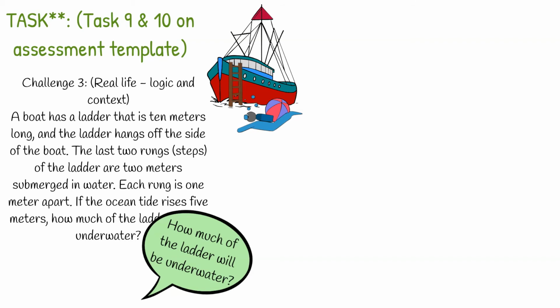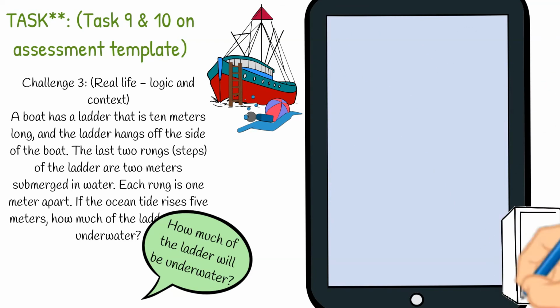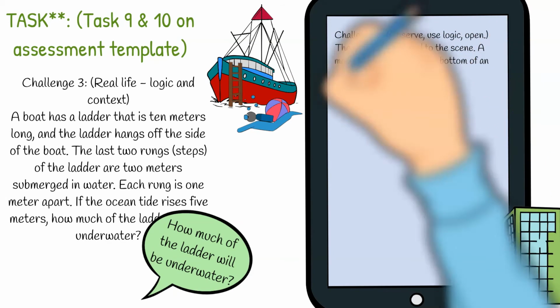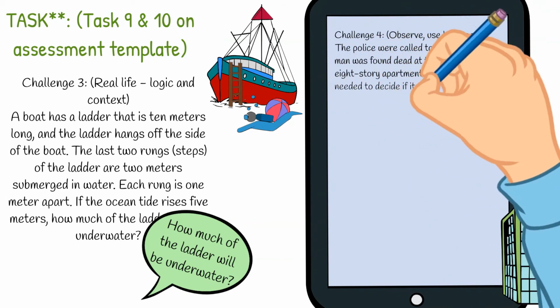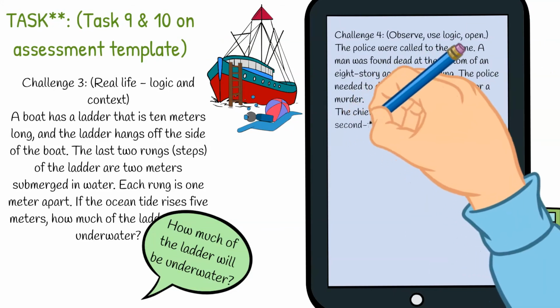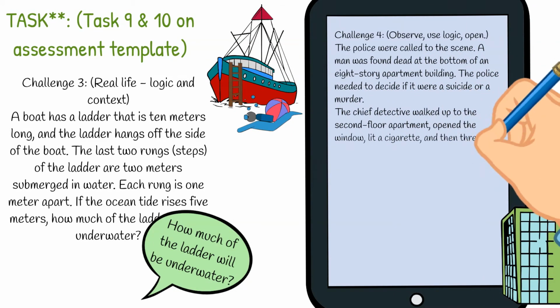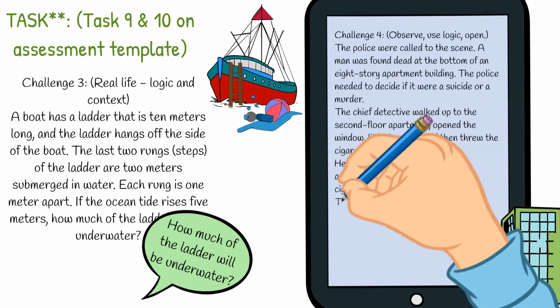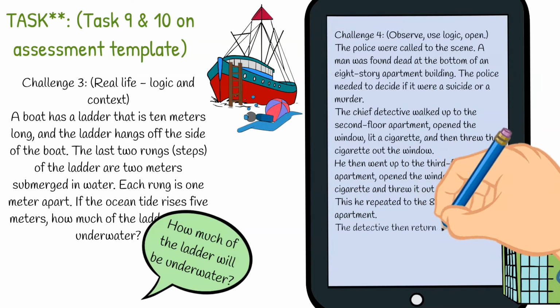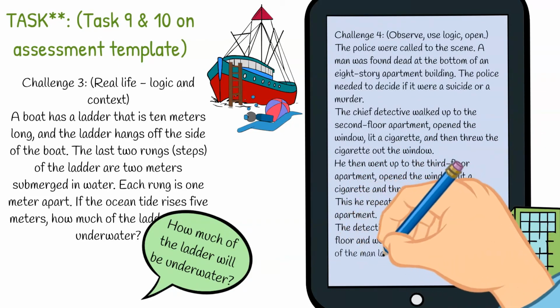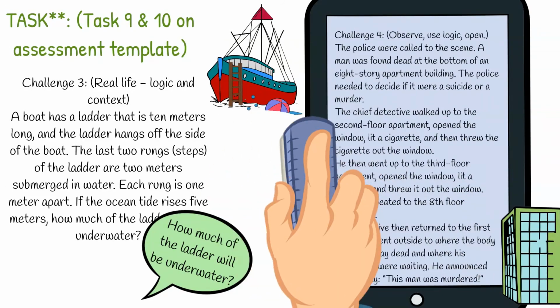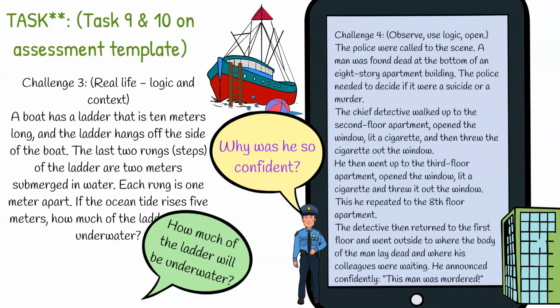The police were called to the scene. A man was found dead at the bottom of an 8-story apartment building. The police needed to decide if it were a suicide or a murder. The chief detective walked up to the second-floor apartment, opened the window, lit a cigarette, and then threw the cigarette out the window. He then went up to the third-floor apartment, opened the window, lit a cigarette, and threw it out the window. This he repeated to the 8th-floor apartment. The detective then returned to the first floor and went outside to where the body of the man lay dead and where his colleagues were waiting. He announced confidently, "This man was murdered." Why was he so confident?